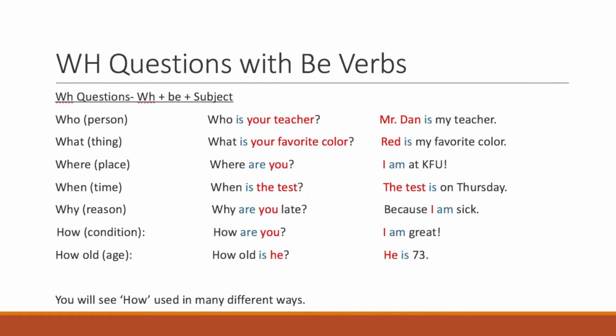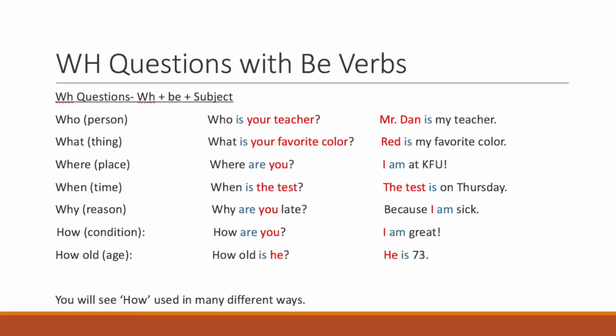For WH questions with the be verb, we use WH words. These question words are asking for more information. For each word, we have specific information we're looking for. For example, who is asking about a person. In the question, who is your teacher? I want to know the person, your teacher. Our answer, Mr. Dan is my teacher.